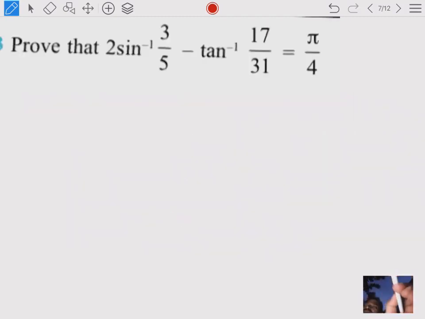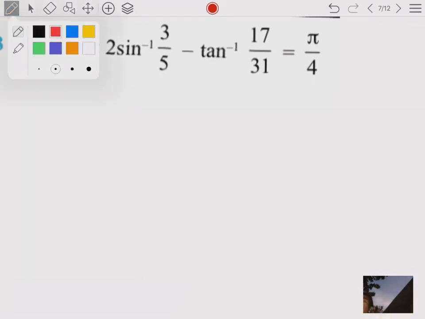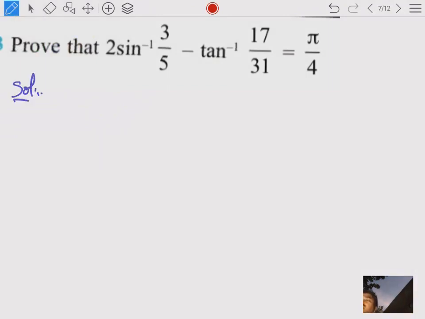And now the next problem is: prove that 2 sine inverse 3 by 5 minus tan inverse 17 by 31 is equal to pi by 4. So students, we can convert the values of any inverse trigonometric form into another inverse trigonometric form. So here we have to do some homework. If we solve it, we first take sine inverse 3 by 5, and now we want to convert it into tan inverse form.